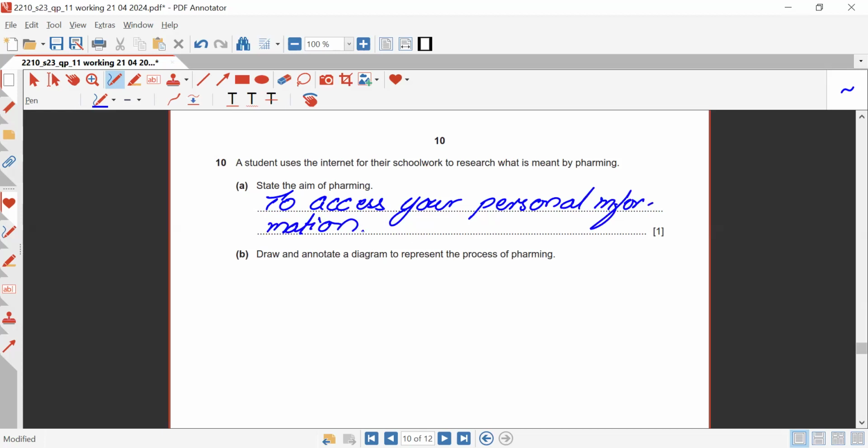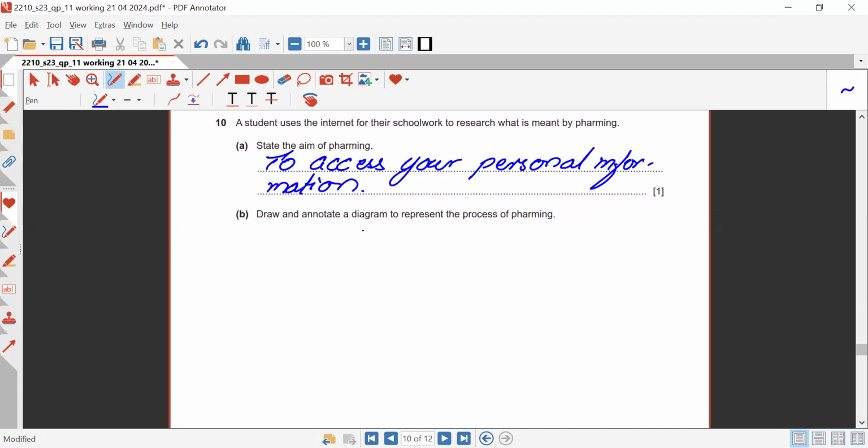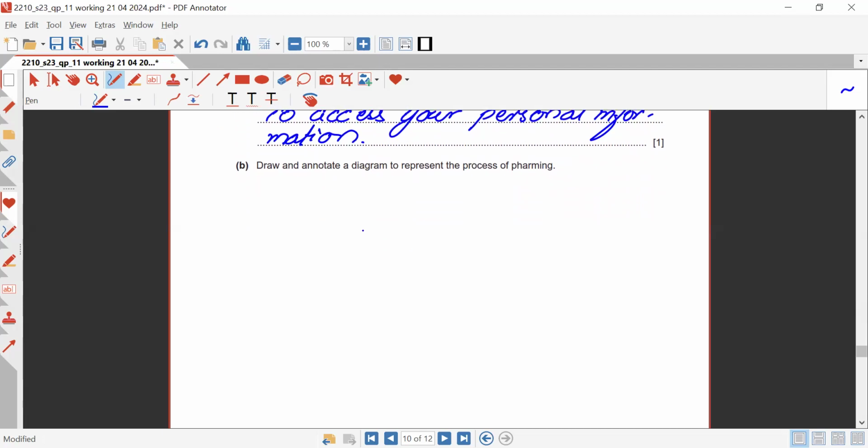So the main reason for doing pharming is to gain your personal information. Not about pharming only. For spyware, the main aim is this one. Hacking, the main aim is this one. Any other sort of virus, the main aim is to get your personal information or to destroy your data. These are the two main aims.